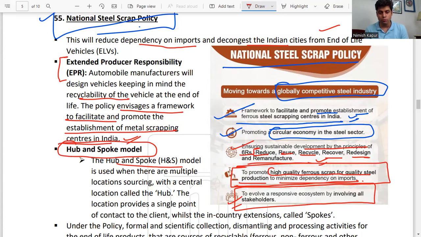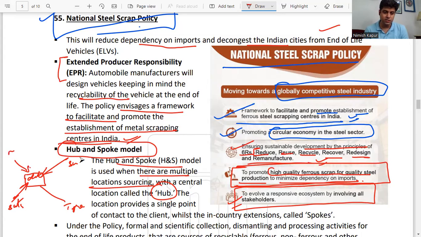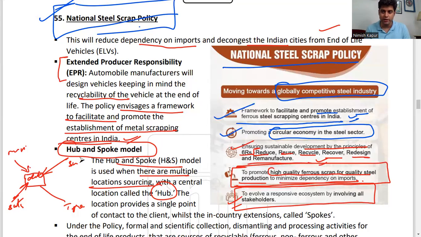So what is the hub and spoke model? It is used where there are multiple sourcing locations with a central location as the hub. Suppose there is one manufacturing area, let's say an auto plant. Tata is producing a car, but the semiconductors will come from some place, tires from another place, seats from another place, and the music system from another place. So what I'm telling you is that in the hub and spoke model, the hub will be one, but the parts will come from elsewhere and be assembled in one place.